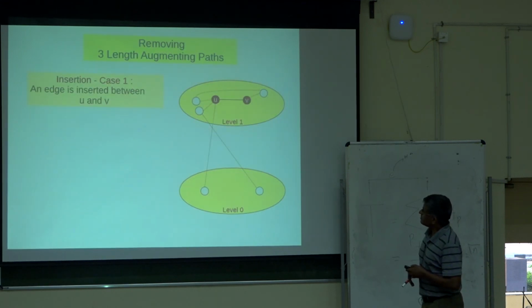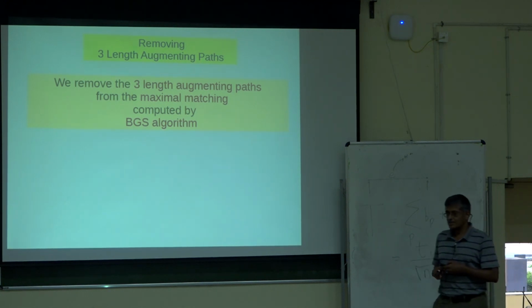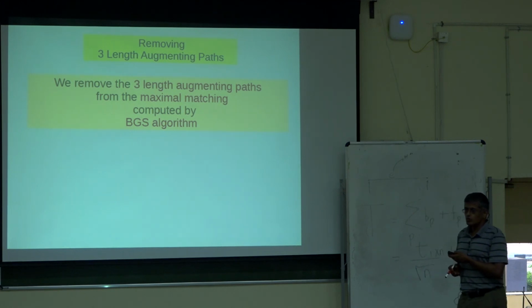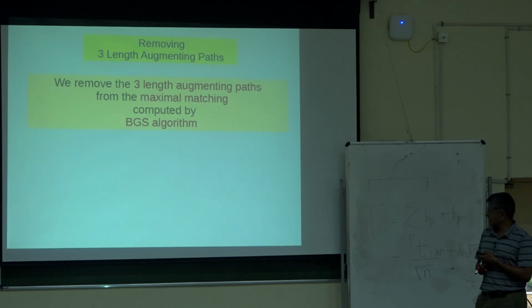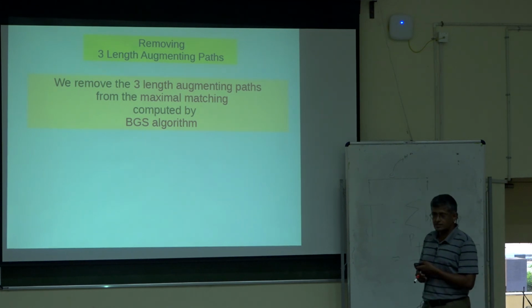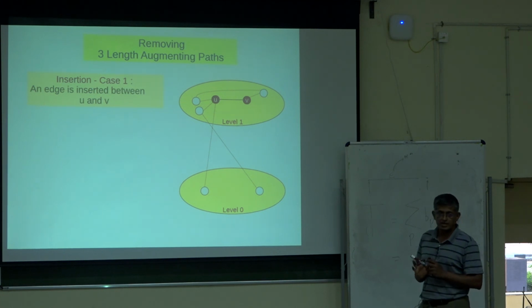Alright. What are all the things that will not work? I'll just give the whole sequence of ideas and measures. So now we want to use the same idea to eliminate three-link augmenting paths. Let's see all the ways in which three-link augmenting paths can happen, assuming that we are using the same kind of leveling methodology.